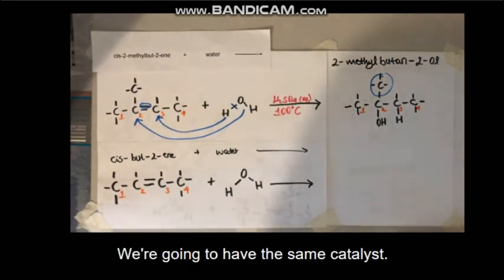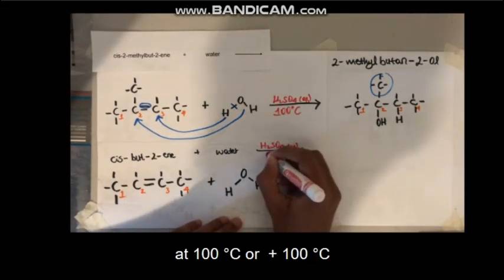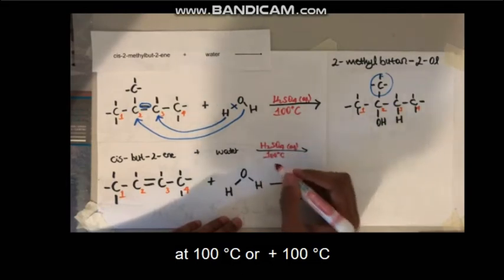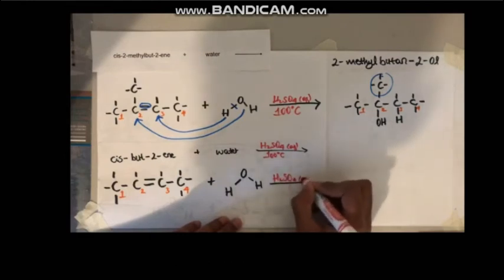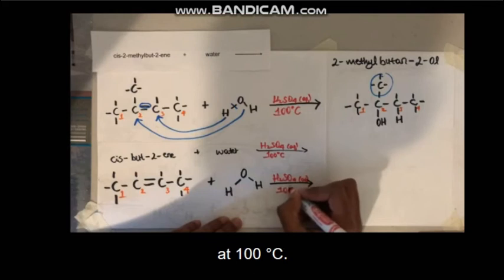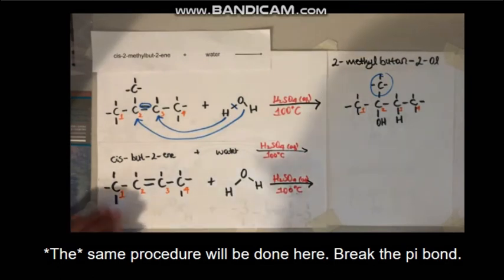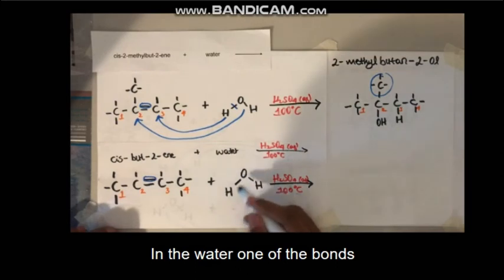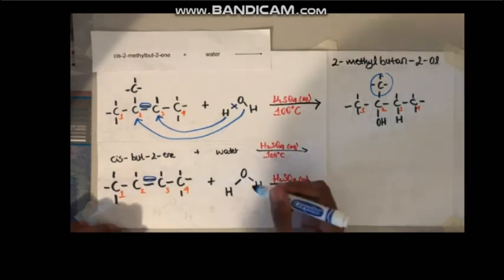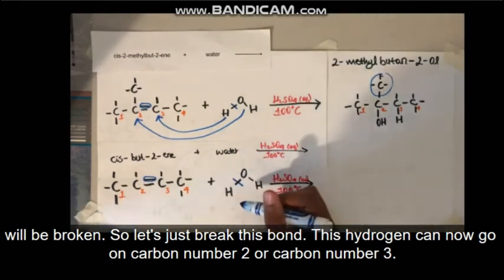We're going to have the same catalyst, H2SO4, sulfuric acid at 100 degrees Celsius, or plus 100 degrees Celsius. H2SO4 at 100 degrees Celsius. Same procedure will be done here. Break the pi bond. In the water, one of the bonds will be broken. So let's break this bond.